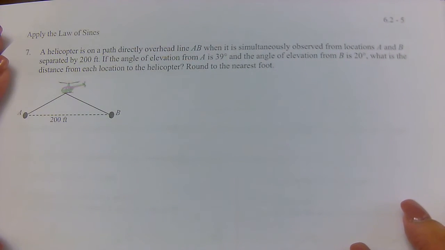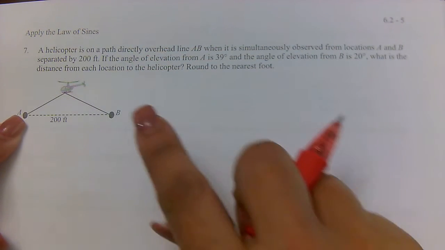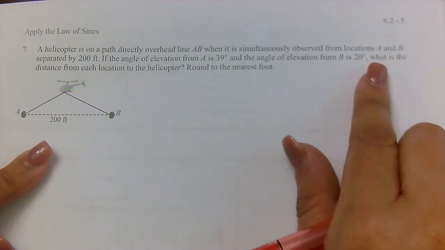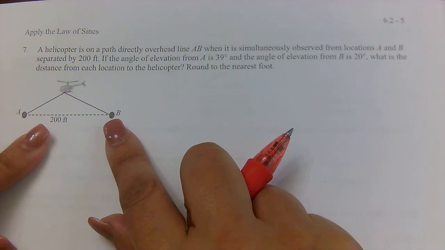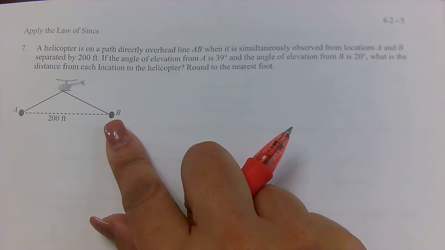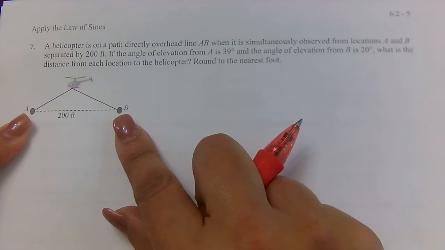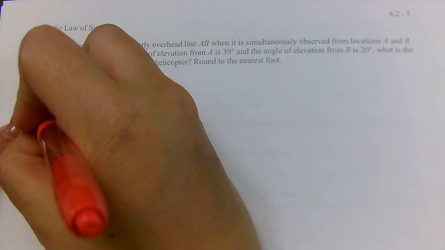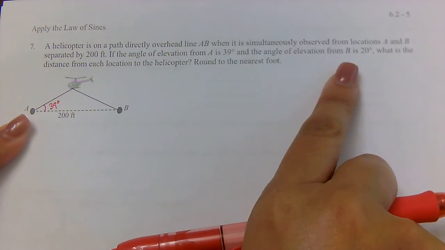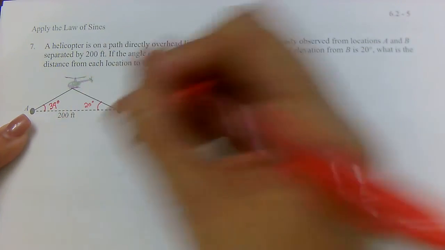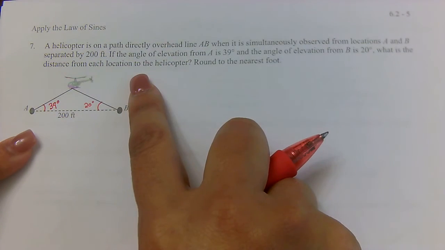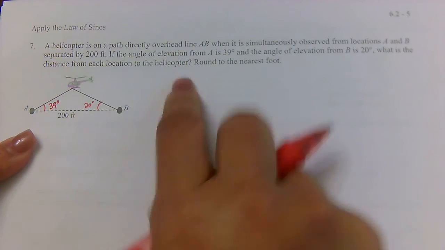Number 7 says a helicopter on the path directly overhead of line AB, simultaneously observed from two locations, is separated by 200 feet. If the angle of elevation from A is 39 degrees, so that means 39 degrees here, and the angle of elevation from B is 20 degrees, so we have 20 degrees here, what is the distance from each location to the helicopter, right?